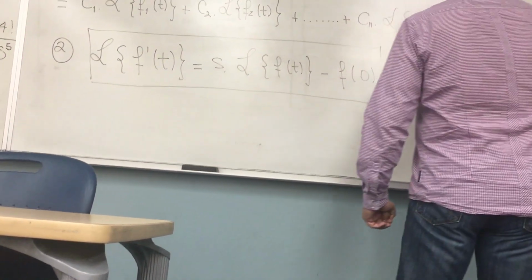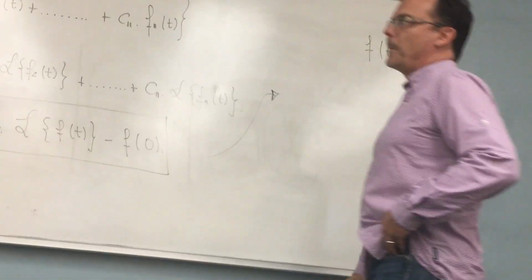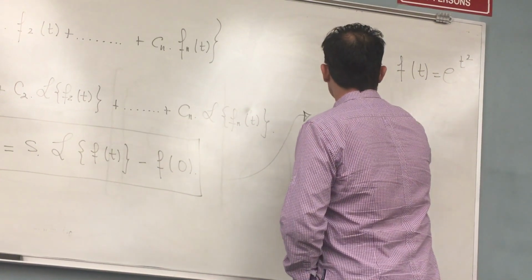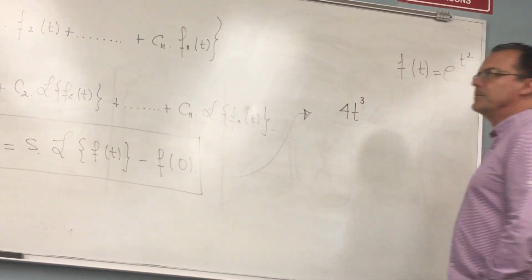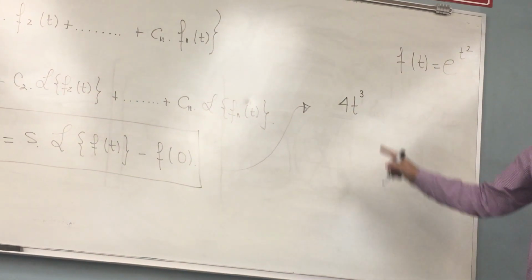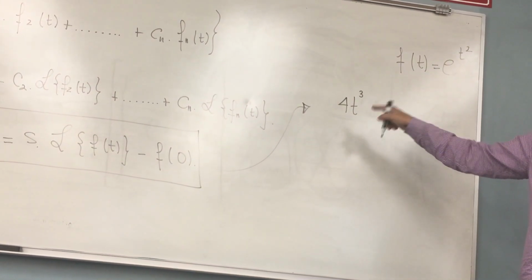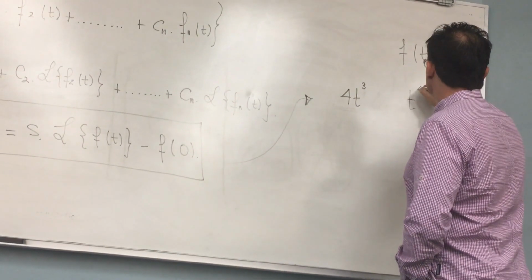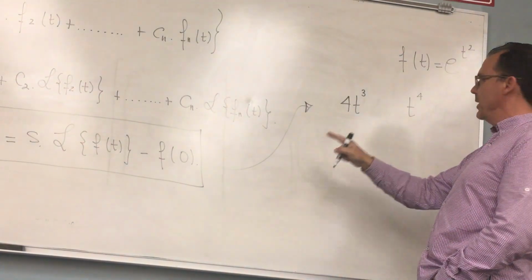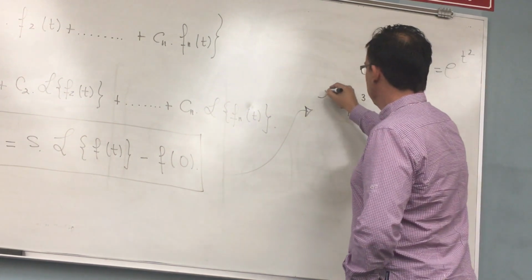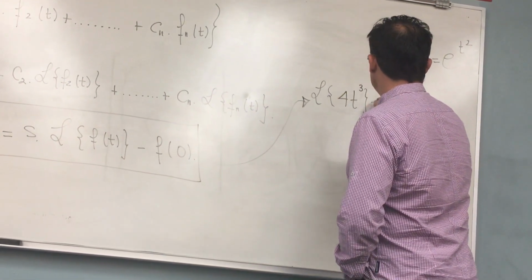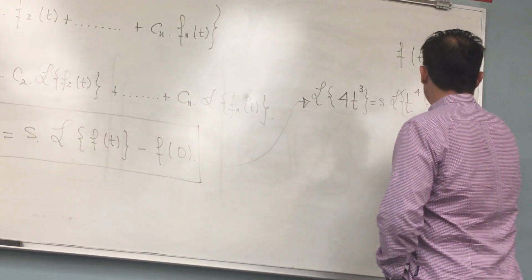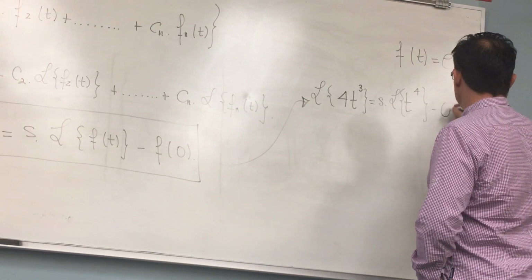So let me just go here. Right? That is the derivative of what function? T to the 4, right? So, look at that formula. This is the derivative, this is a function. So this property says that the Laplace transform of this is equal to what? S times the Laplace transform of this minus, that's the f at 0, so it's 0 to the 4.